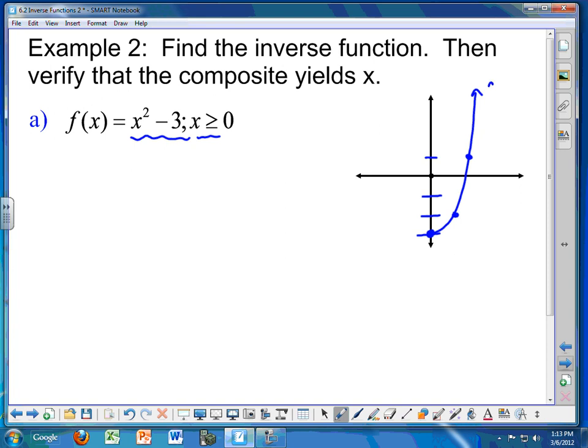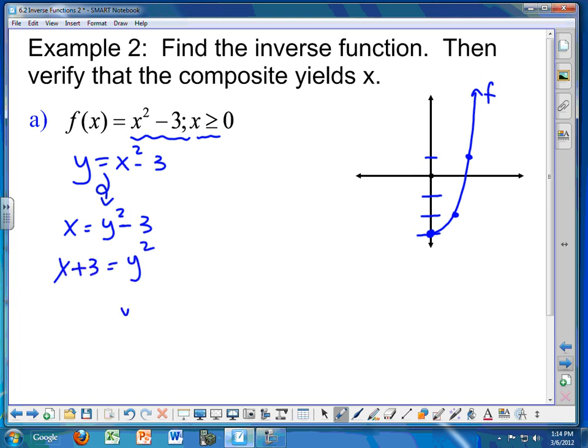This is our f. Finding the inverse is typical of what we usually do. We write y equals x squared minus 3, and we use our pig's tail. x is equal to y squared minus 3, and we'll solve for y. Here's where we have to be a little bit careful, but not too bad here. x plus 3 is equal to y squared, and solve for y. y is equal to plus or minus the square root of x plus 3.